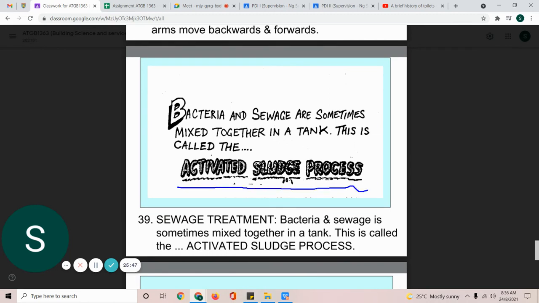Okay, sometimes the bacteria and sewage are mixed back together, to have this process where all the good stuff in the sewage is used up by the bacteria.